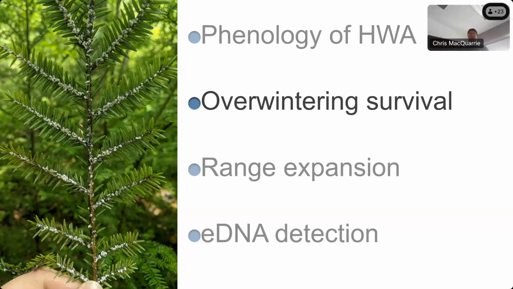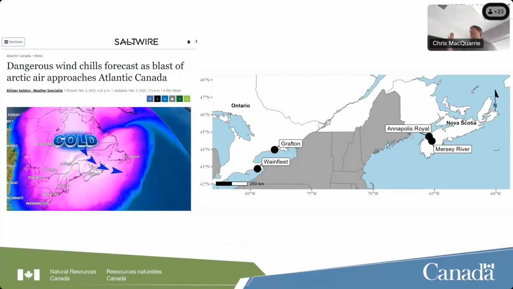So change gears a little bit and talk about overwintering survival. Folks might remember that at the beginning of February last year, there was one of these polar vortex events. It wasn't actually a polar vortex, but it was this rapid outflow of cold air from the Arctic, sweeping across eastern North America and plunged temperatures really significantly cold over the night of February 3rd and 4th.